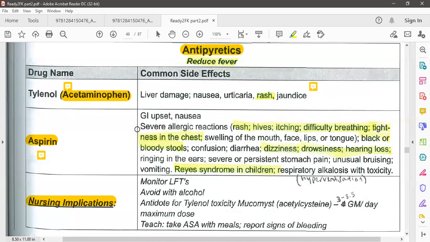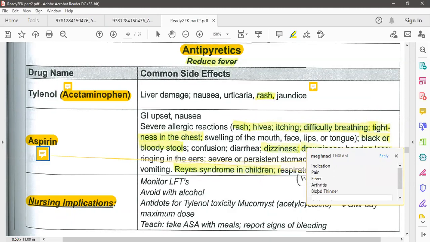The second drug in this group is aspirin. So aspirin has properties as an antipyretic. Aspirin we can use as an analgesic, right? And another popular use of aspirin is as a blood thinner. Let me recap it. The indication of aspirin is use as a pain medication, usually for mild to moderate pain. For the fever, we can use it to reduce the body temperature, or for arthritis, gout or rheumatoid arthritis. And also aspirin has properties to protect your heart because it works as a blood thinner, right? This is the indication of aspirin.